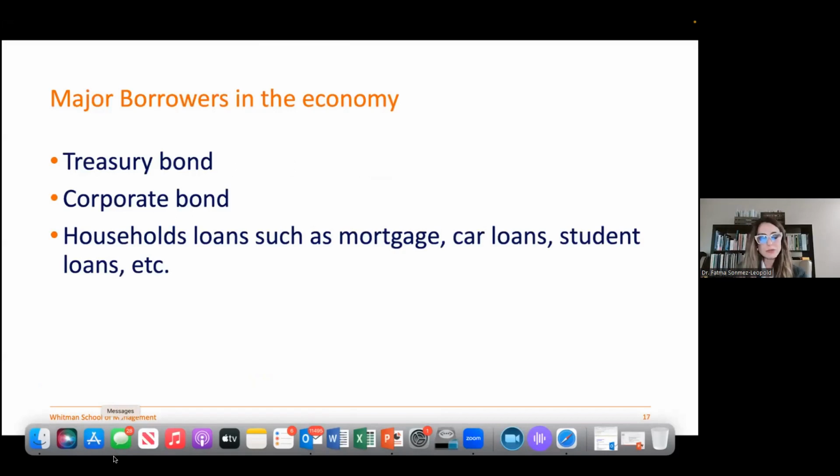Now, who are the major borrowers in the economy? There's a treasury market, there's a corporate bond market. Obviously, there are more municipal market, there is international bond market, there are tons of other bond markets exist, but I'm going to focus here two of them, treasury and the corporate bonds. And obviously households like you and I, we borrow for a variety of reasons.